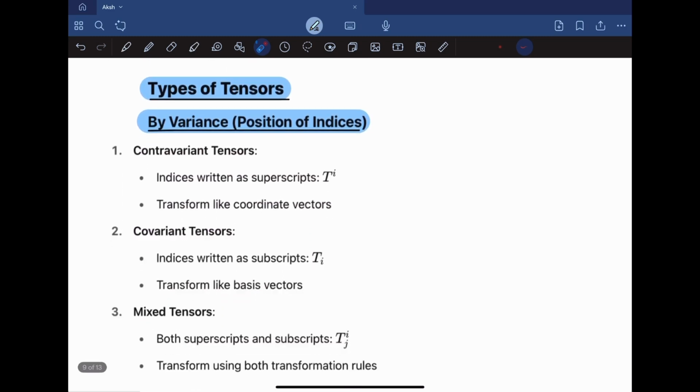Now types of tensors by variance, that means position of indices. The first one is contravariant tensors, where indices are written as superscript like T^i and transform like coordinate vectors. Covariant tensors, where indices are written as subscripts, T_i, transform like basis vectors. And mixed tensors, where both superscript and subscript are present, T^i_j, and transform with transformation rules.